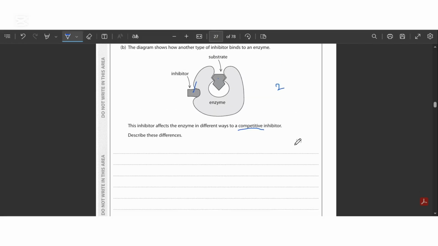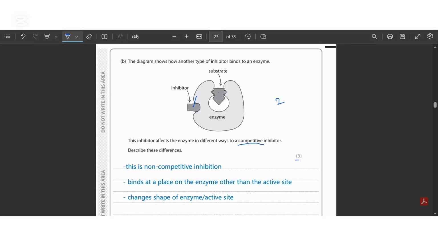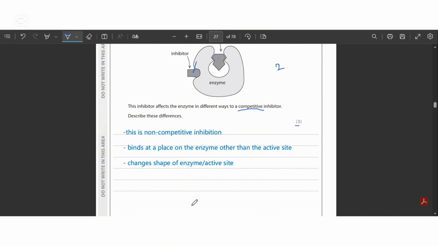Since I have discussed and also here I have listed down that these are differences, that this is a non-competitive inhibition and it binds at a place on the enzyme other than the active site and it changes the shape of the active site. All right. So I've answered this question. Let's move on to the next one.